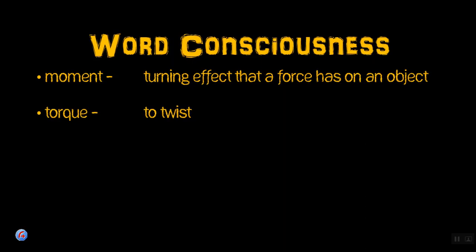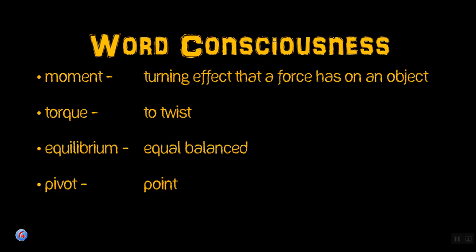Then torque, the root word is to twist. So torque is also another word describing moment. Sometimes we use moments. In other types of questions with cars, we speak about torque, but it's a very similar concept, the turning effect of a force. Then equilibrium. The root word there is to be equally balanced. So when something is in equilibrium, it's balanced. The word pivot means a point, and we're going to see that is the point on which we balance our beam. And then stability is when something is firm or steadfast.